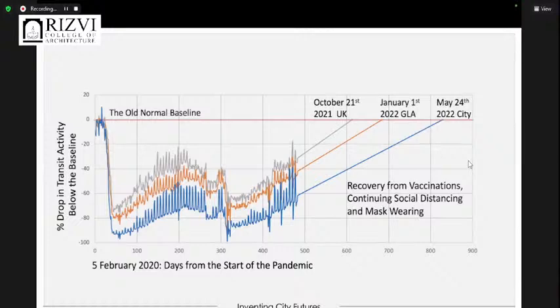What you can actually see on the vertical axis is the drop in transit. This is a transit graph. This is the number of people travelling, basically, on the vertical axis. And you can see that we've got the old normal. If there hadn't been a pandemic, then the old normal baseline would be where people were travelling in the normal way. And what you can see immediately the pandemic began is a massive drop in the number of travellers.